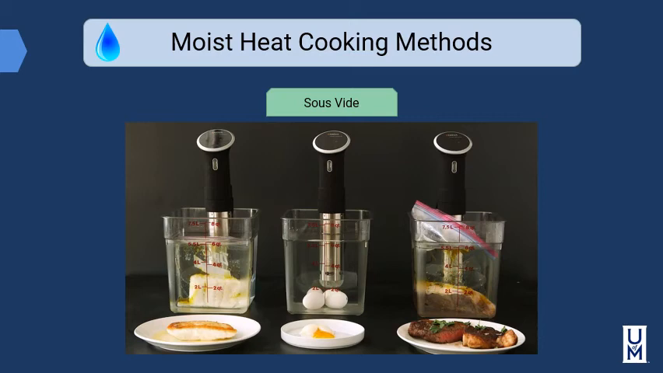Once you take it out, pat it dry, and then sear it in a hot sauté pan or with a blowtorch if you like, and you will get that nice crispness. Sous vide will not give you a crispness to the food until after you take it out, pat the excess moisture off, and sear it on something hot.